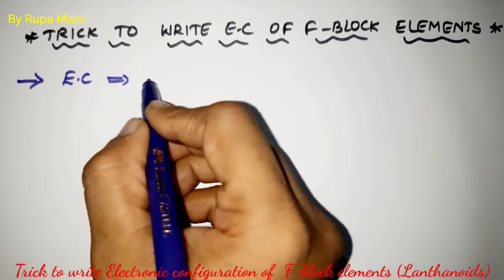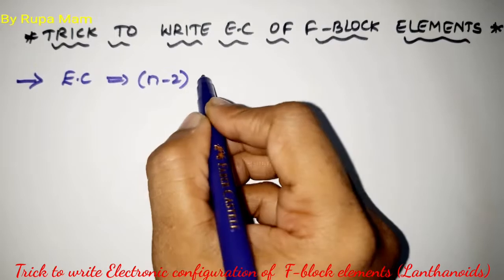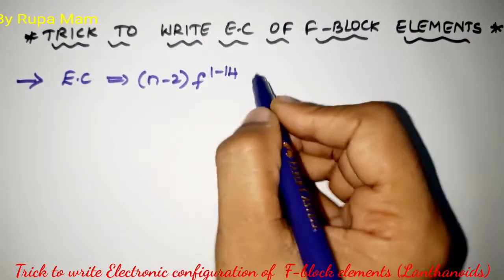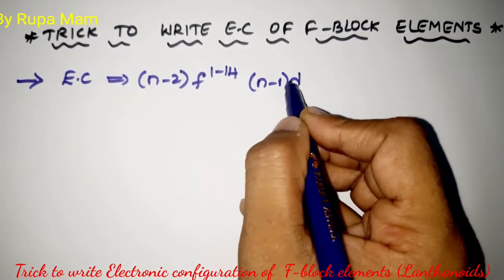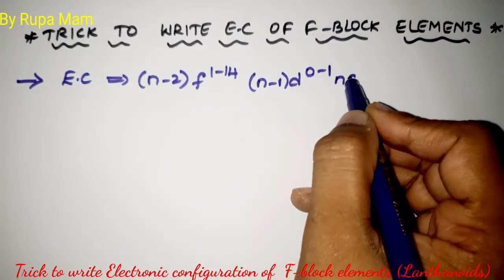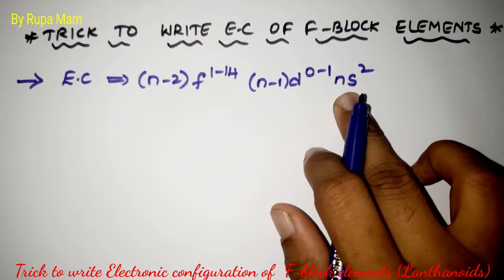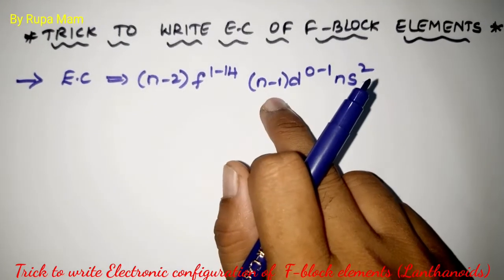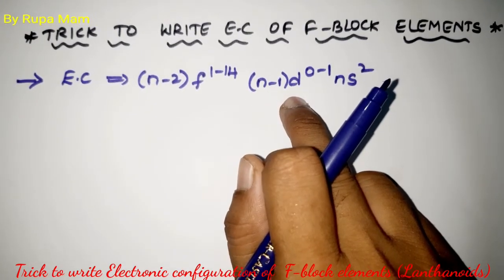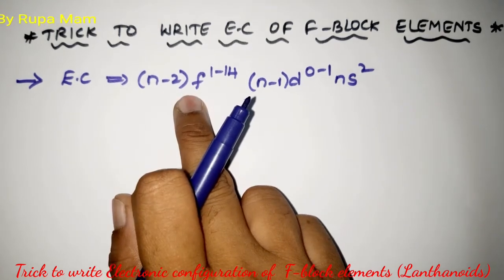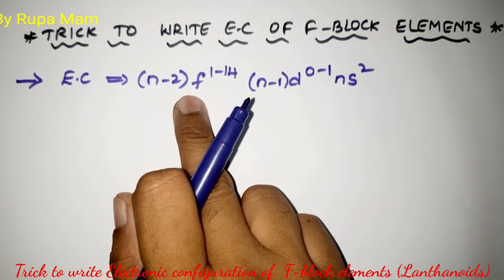As we already know, the general configuration is (n-2)f 1 to 14, (n-1)d 0 to 1, and ns². Here the valence shell has 2 electrons in the s orbital. In the penultimate shell, that is d, it has 0 or 1 electron. In the antepenultimate shell, f contains 1 to 14 electrons.